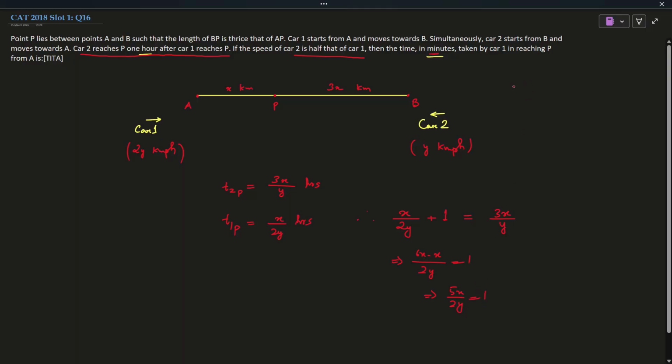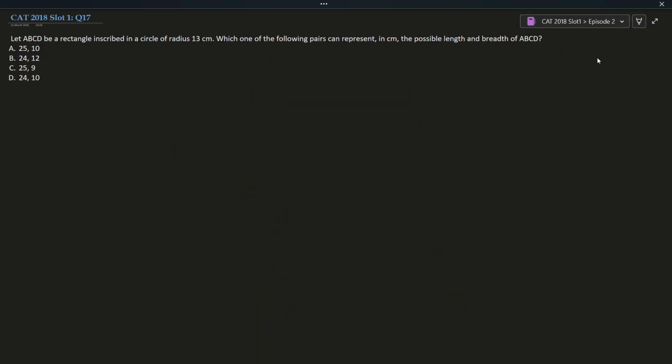Okay, I need to find the time taken by car 1 to reach P. So this will be 1 by 2 into x by y. What is x by y? X by y is 2 by 5, from here. So this will be 1 by 5 hours. I need in minutes, so multiply by 60, 12 minutes. Okay, the correct answer will be 12 guys. Type in the answer, so you must enter 12 as your correct answer. Okay, easy question. Let's move on to the next question.